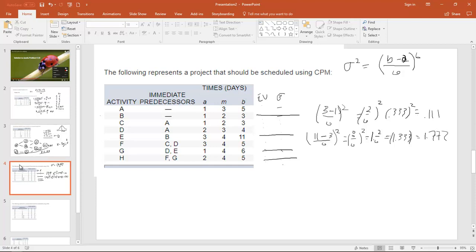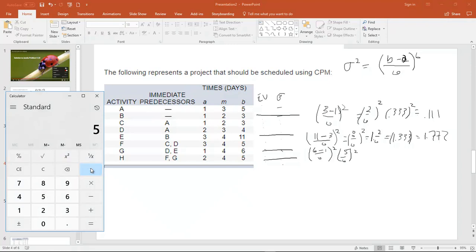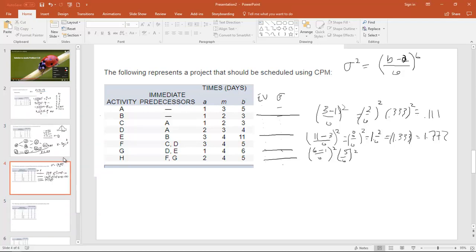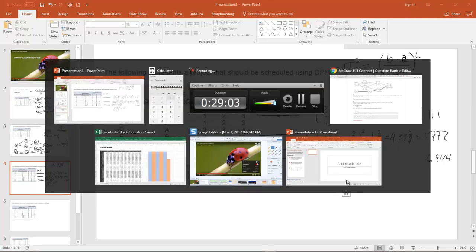The next one is 6 minus 1 over 6, which is 5/6. Of course, that's squared. Okay. I have to calculate that. 5 divided by 6 equals, and then square it. 0.6944. And the last one is 5 minus 2 over 6 squared. So 5 minus 2 is 3, 3 over 6. So this is going to equal 0.5 squared. 1/2 squared.